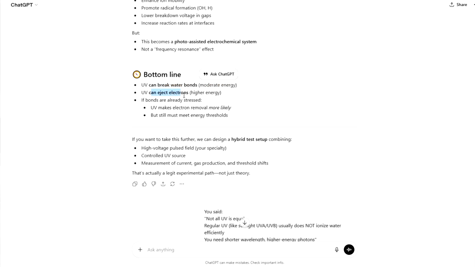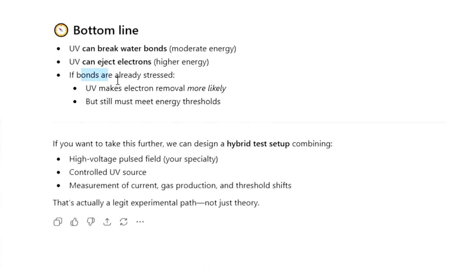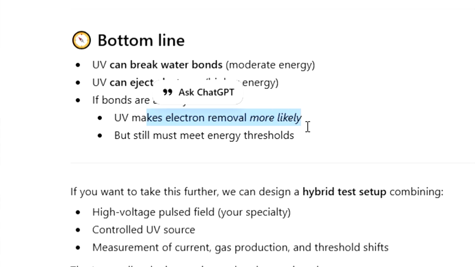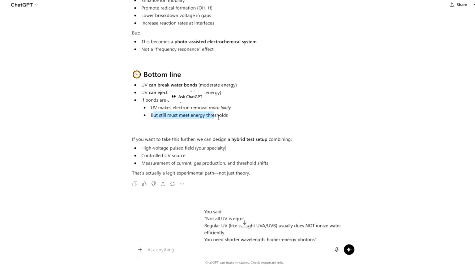Bottom line, UV can break water bonds at moderate energy. UV can eject electrons at high energy. If bonds are already stressed, UV makes electron removal more likely, but still must meet energy thresholds. This is Stan's Revenge. If you want to take this further, we can design a hybrid test setup combining high voltage pulse fields, controlled UV source, measurement of current, gas production.